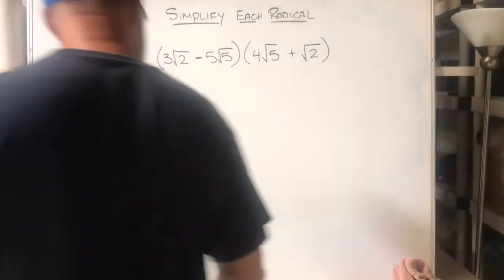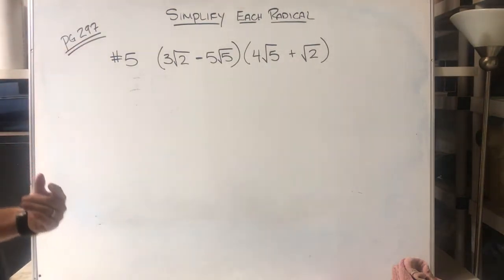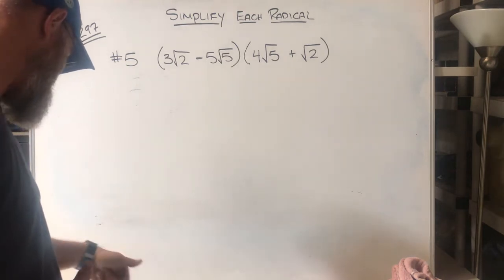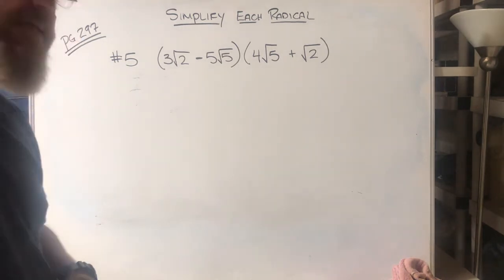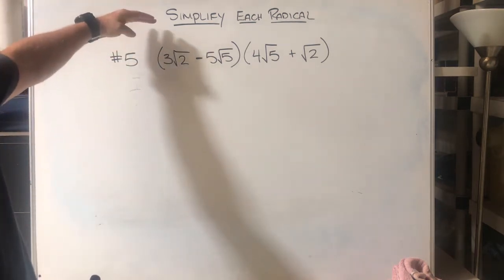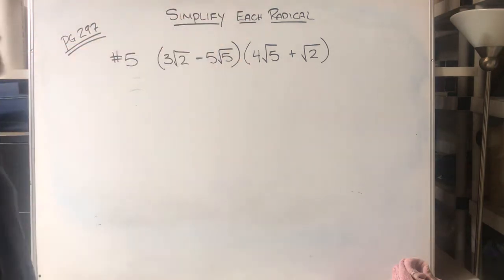Hey, Marion. So here are those three problems that you asked for. It was for numbers 5, 8, and 9 on page 297. So we're going to go through these. These are actually fairly quick problems. So we're supposed to simplify each radical.